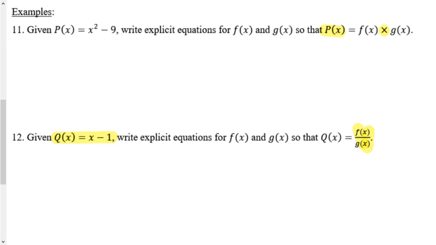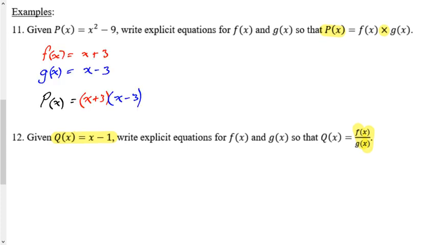Well, here's one answer you may have gotten. I chose f of x to be x plus 3, g of x to be x minus 3, so that if I multiply them together, then the result that I get is that p of x function, which is x squared minus 9. Is this the only solution? Well, no, because we could have switched these two around. That would be another solution. Are those two the only solutions?